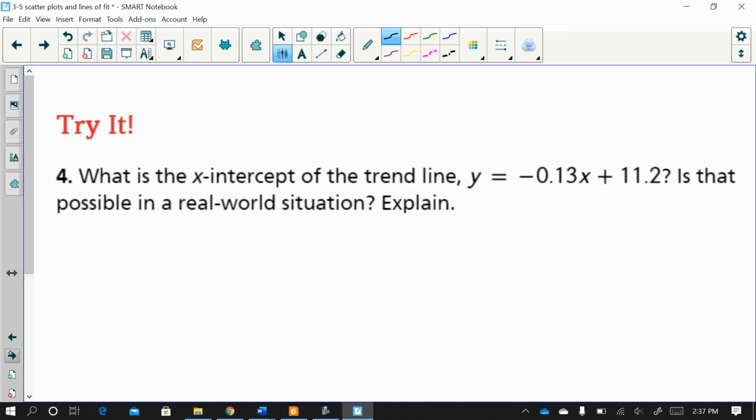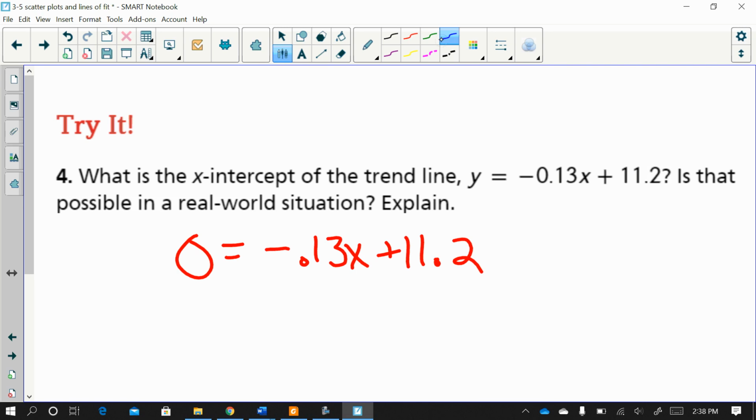Okay, number 4. What's the x-intercept of our trend line? And is this possible in a real-world situation? Please pause the video and try this. So how do we find the x-intercept? Well, remember standard form, to find the x-intercept, you let y be 0. So let's plug in 0 for y. So 0 equals negative 0.13x plus 11.2.